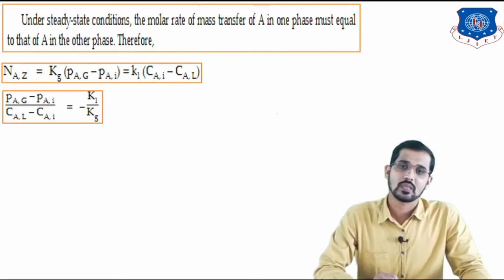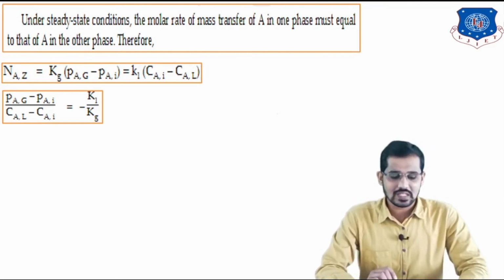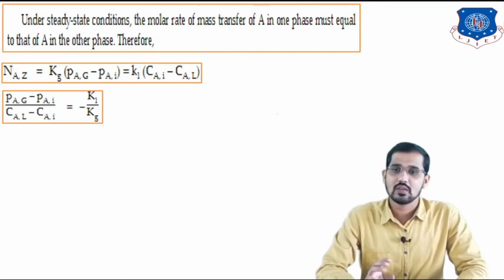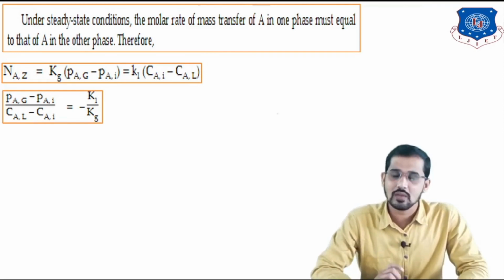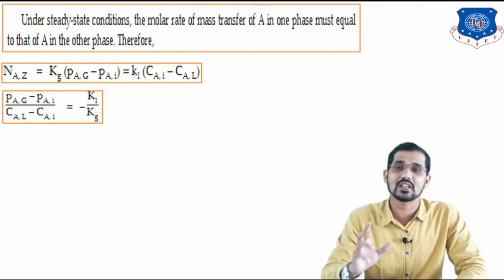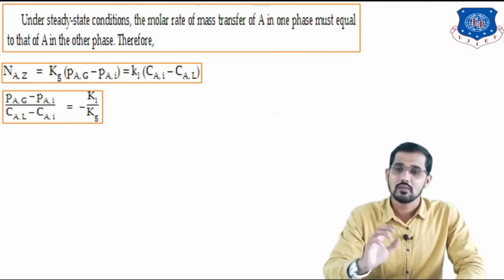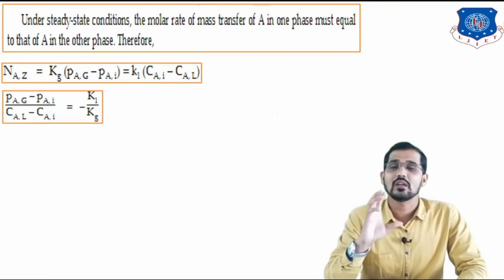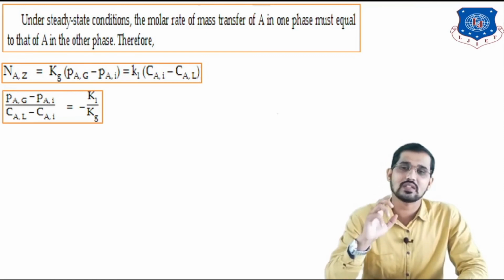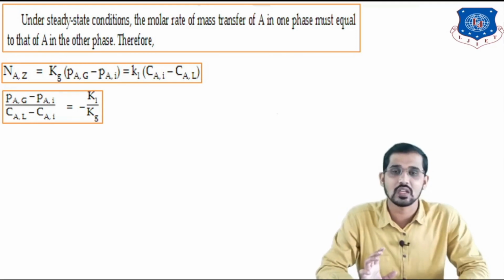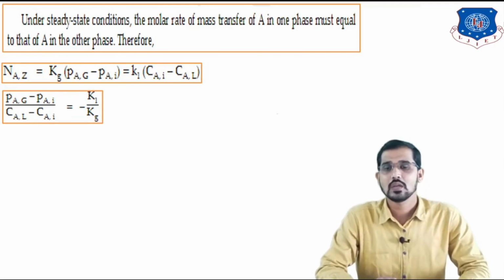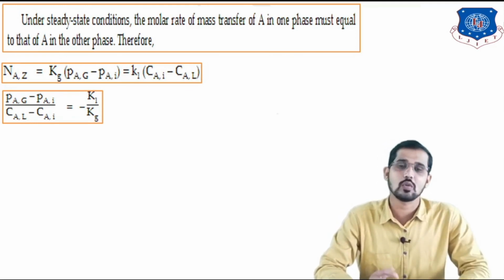So this is all about this lecture. What we have seen here are important relations for deriving the overall mass transfer coefficient relations. We have seen the relations for the liquid phase and gaseous phase. After that, we have seen how to write the resistance for the liquid phase and gaseous phase, and how to write the ratio of the mass transfer coefficients in the liquid phase and gas phase. We will see the next topic in the next lecture.